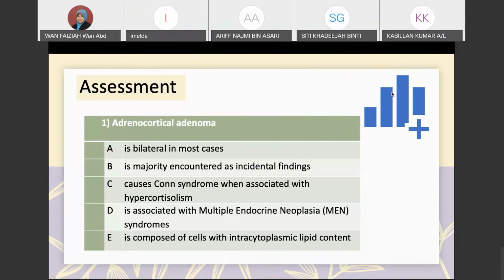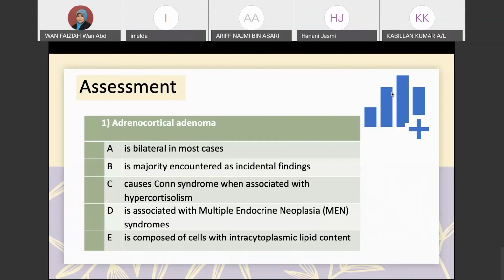All right. It causes Cushing syndrome when associated with hypercortisolism. True. Confused? Cushing syndrome, remember the solitary tumor of the adrenal that produces aldosterone. If it is hypercortisolism, it is Cushing syndrome. Okay, I just wanted to confuse you.